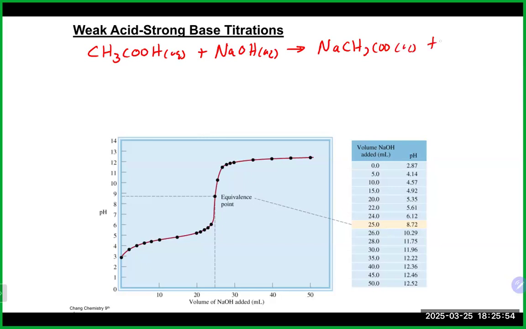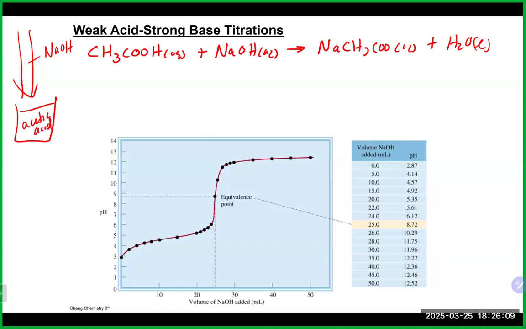And dare I say some water, yeah, going on. And again, the setup here is our sodium hydroxide in our burette. And again, our acetic acid is down here in our beaker. So we're adding base to our acid. We do see a very similar curve here, this sort of S-shaped curve like we saw with our strong acid.